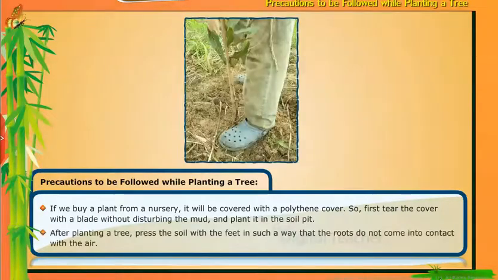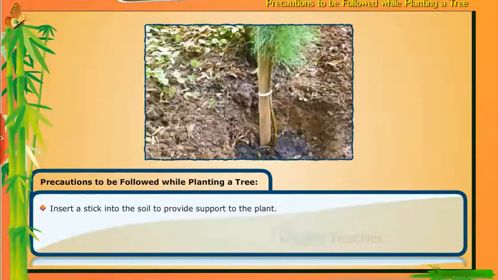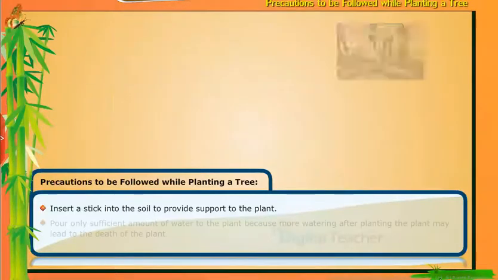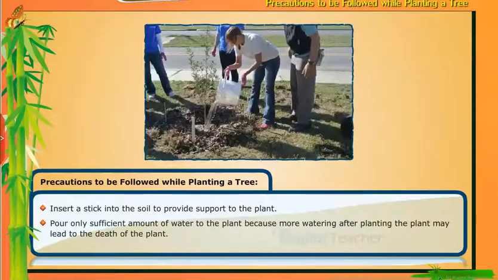After planting a tree, press the soil with the feet in such a way that the roots do not come into contact with the air. Insert a stick into the soil to provide support to the plant. Pour only a sufficient amount of water to the plant because more watering after planting the plant may lead to the death of the plant.